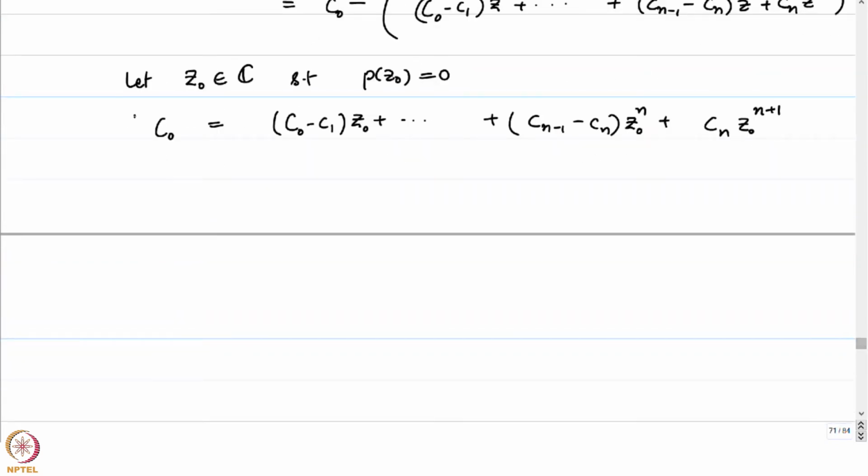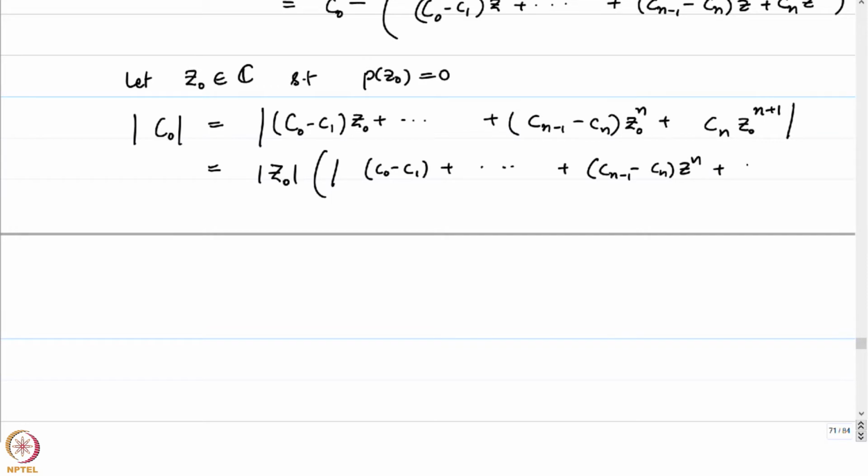And if we are going to take the absolute value of this, it will be like this, and so this is basically absolute value of z0 times the absolute value of C0 minus C1 plus up to Cn minus 1 minus Cn times z0 to the power n minus 1, plus Cn z0 to the power n, and finally it will be like this. Absolute value of this. This is precisely what happens when you look at the absolute value of the product of two complex numbers. Remember that z0 is a complex number, so the thing on the right is now a complex number. You can take z0 as a common factor, and this is precisely what it turns out.